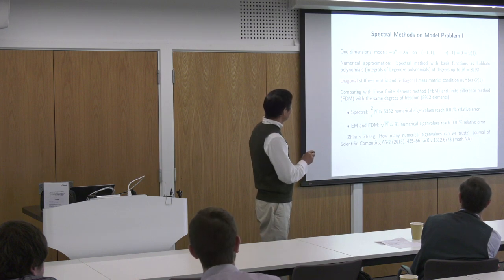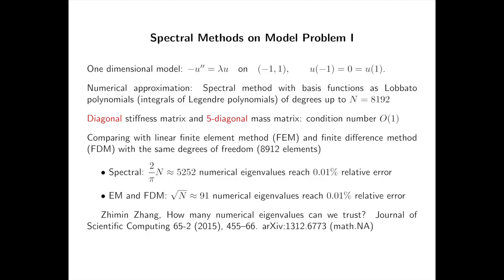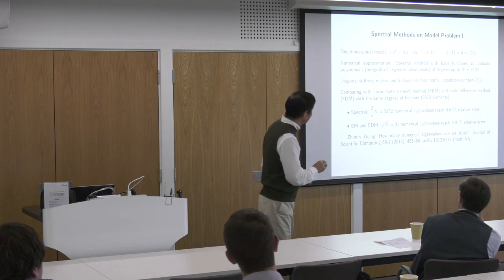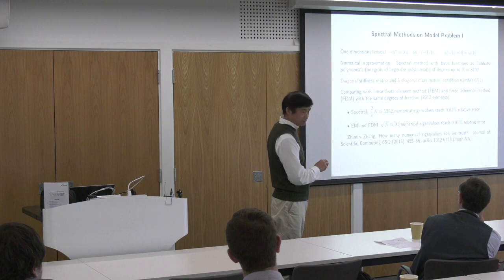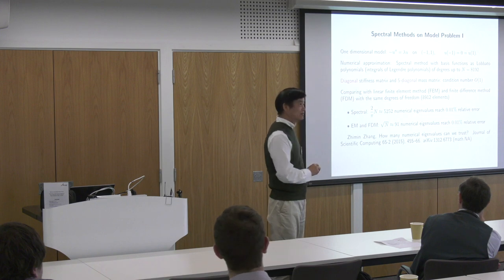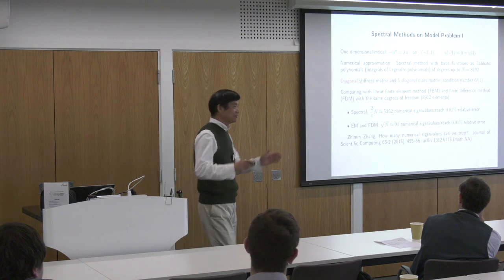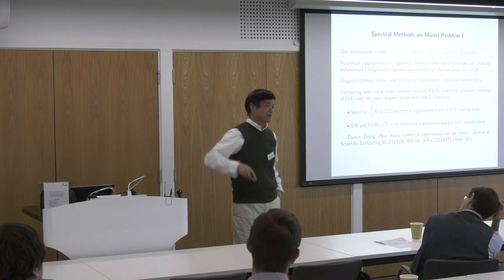So for finite element and finite difference, you have this many intervals. And for this spectral method, I use one interval with the 8,192 degree polynomial. All right. An 8,192 degree polynomial scares people. Oh, polynomials oscillate, right?